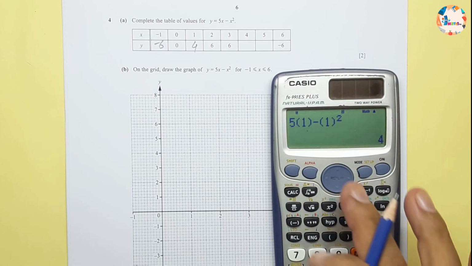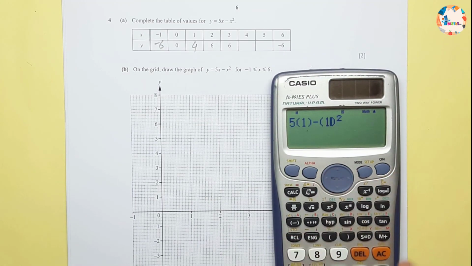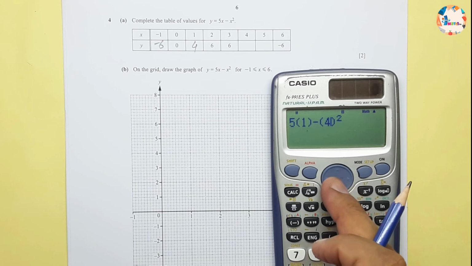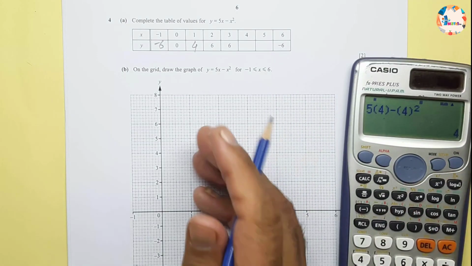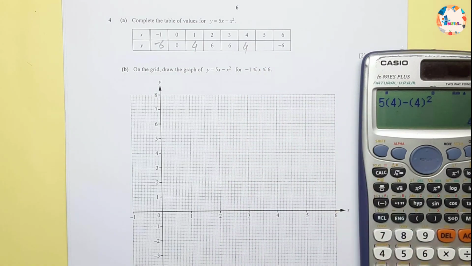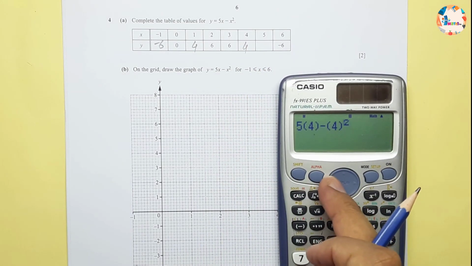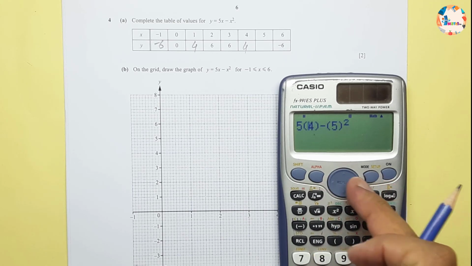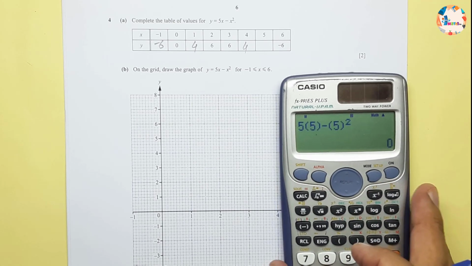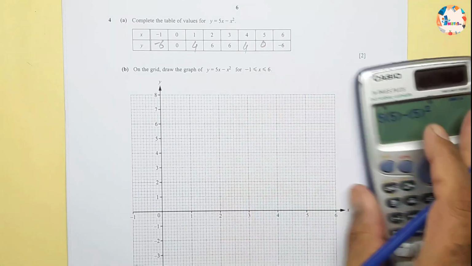If we replace 4, then by replacing 4, we will get what? Let us check. This will be equal to 4. Then if we replace 5, we can replace this 5, and we'll get 0, and the last value is already given.